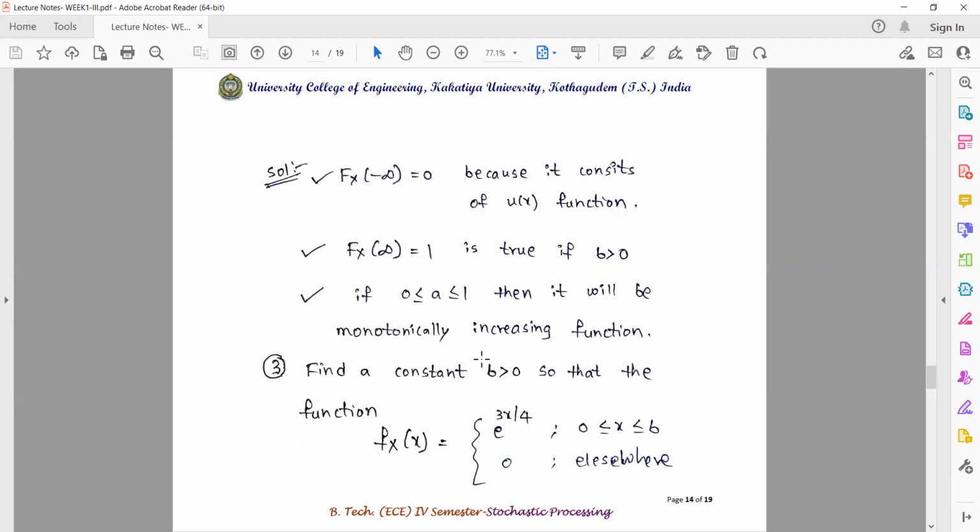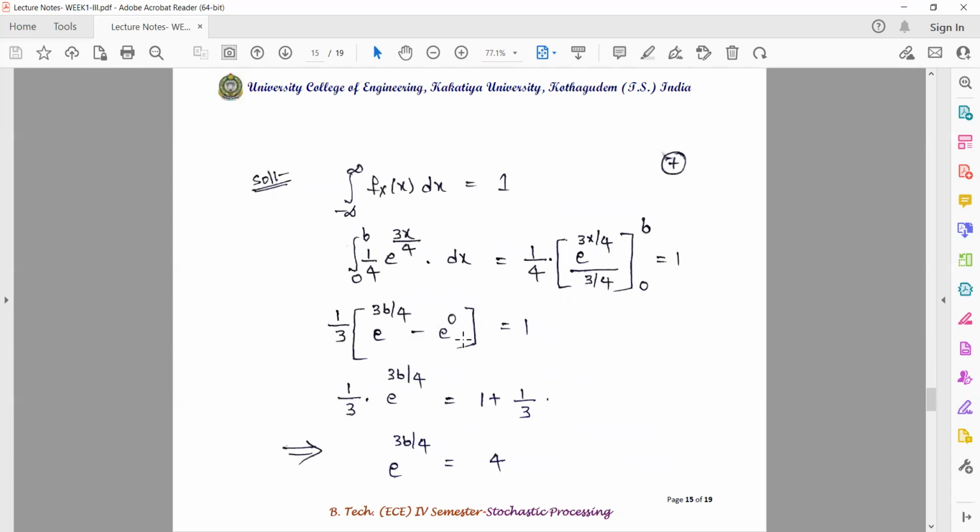So the third one is: find a constant b, which is greater than 0, so that the function given, small fX of x, is a PDF. fX of x is equal to e power 3x by 4 between the interval 0 to b, and zero elsewhere. It is clearly given that b is a value greater than 0. So we have to find the value of b such that this is a valid probability density function.